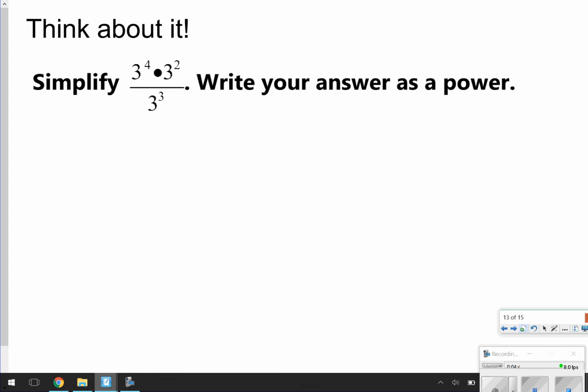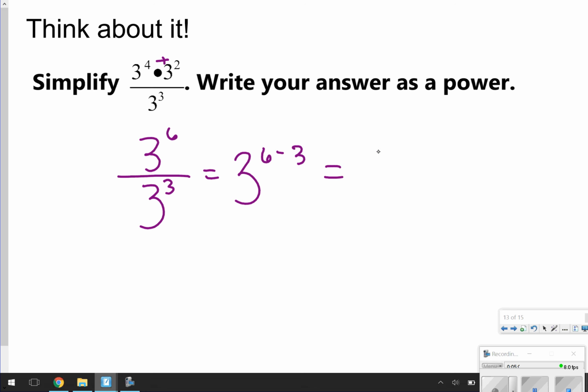This one is a little bit different because now you have to combine two properties. Remember, if we look up here on the top, 3 to the 4th times 3 to the 2nd, they both have the same base. You can just add the exponents. That'd be 3 to the 6th. On the bottom, you still have 3 to the 3rd. What we just learned is that if you have the same base written as a fraction, you can subtract the exponents. Subtract 6 and 3, we get 3 to the third.